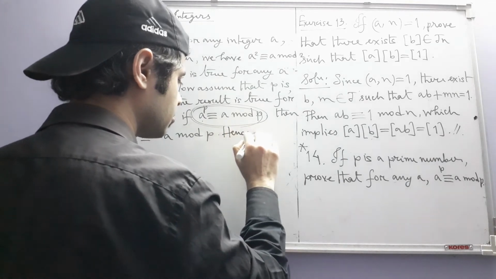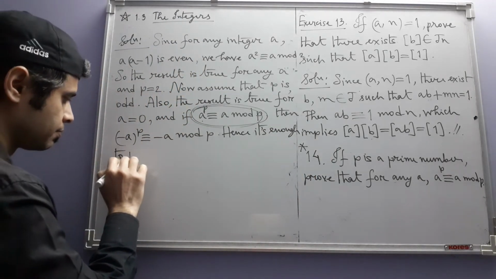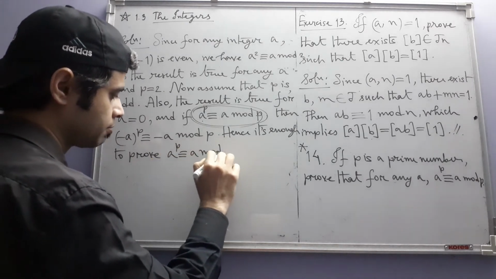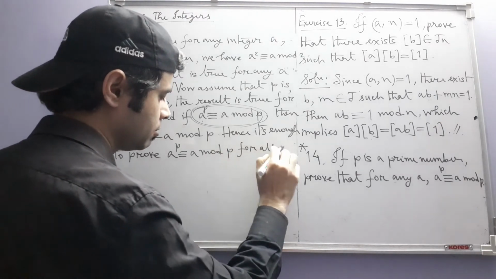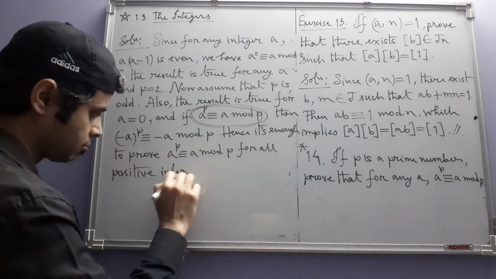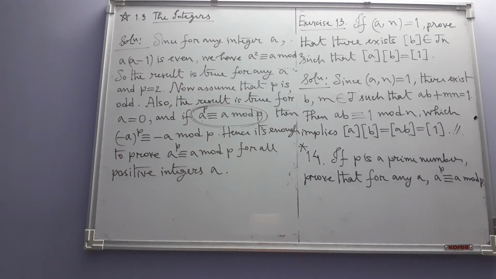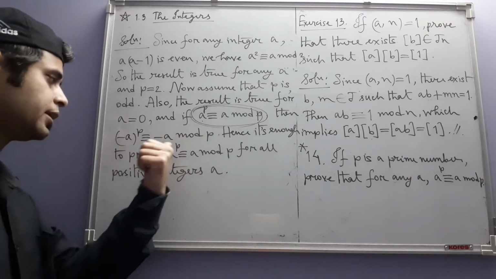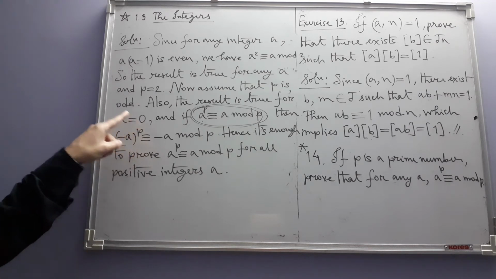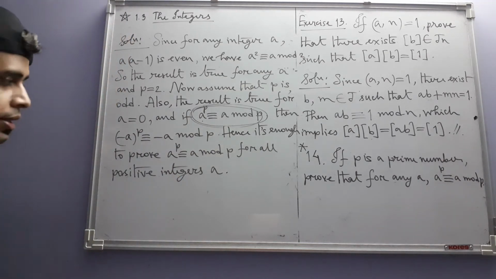Hence, it's enough to prove this congruence for all positive integers a, because then the negative integers will automatically follow, and for a equal to 0, because any integer is either positive, negative or 0, that case is anyway trivially true. Now I am in a position to apply induction on a.